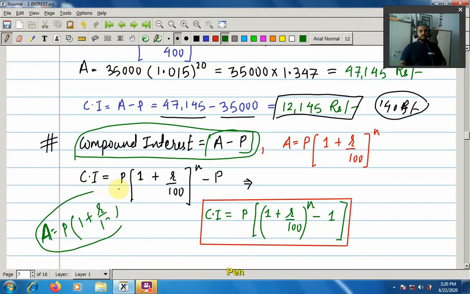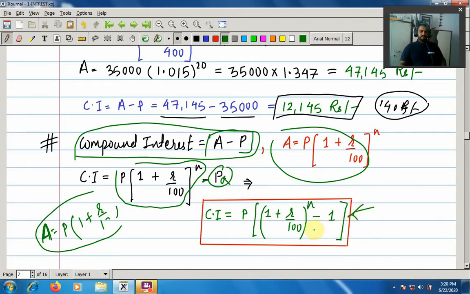So instead of A, I have written this formula here and just subtract the initial principal amount. You will get this formula. P is taken common. So this is the formula for compound interest.